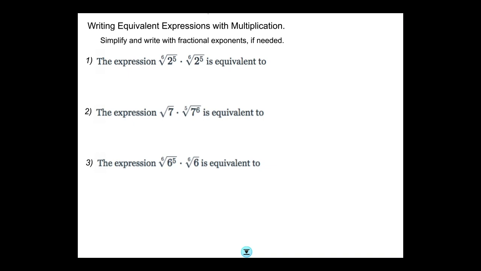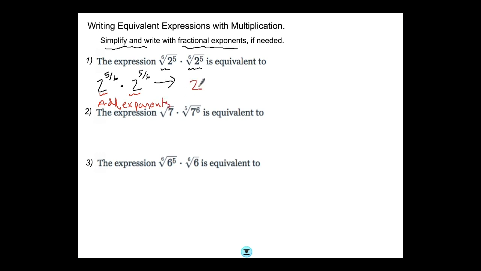All right, so here what we're going to do is write equivalent expressions with multiplication. Basically think about simplifying using fractional exponents. We're going to get rid of our roots here. So we're going to simplify each of these, and then we're going to use our exponent properties. So in this first example right here, it is 2 to the 5/6. Top is power, bottom is root. 2 to the 5/6, which now I'm going to think about my properties here. Same base. We're going to add exponents.